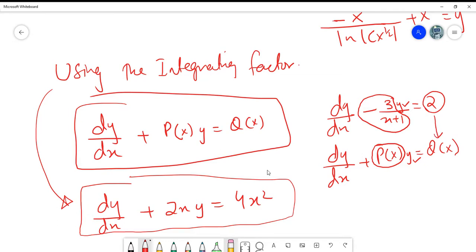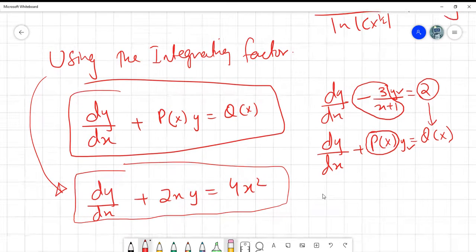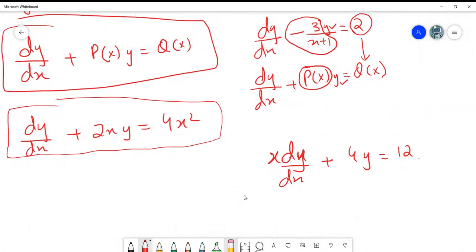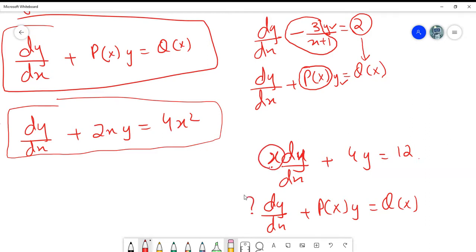We also have y in both of these equations, and 2 is q of x. So q of x and p of x don't necessarily have to be functions of x. They could be constant numbers as well. Let's see this once more. If I look at this question, x times dy by dx plus 4y equals 12. Initially, when I look at it, it does not follow the form I'm talking about. It does not look like dy by dx plus p of x times y equals q of x because of the presence of an x here. There's no x in the original form that I'm talking about.